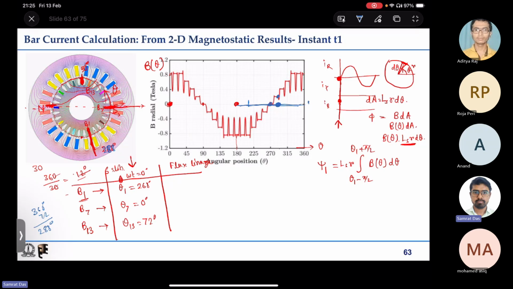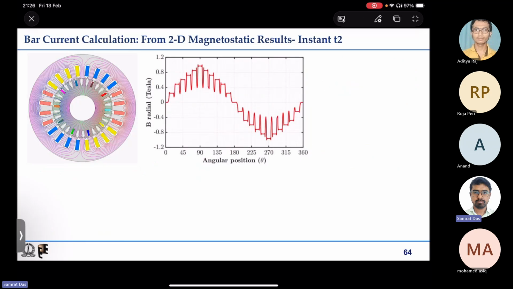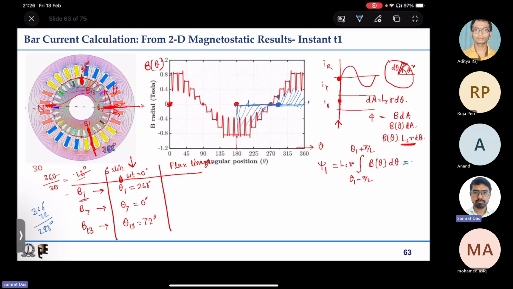You can see that some negative B is there, so it is basically the area enclosed by the B curve beneath this region. That can be calculated. We can calculate and get this psi 1 at omega t equal to 0 degree.